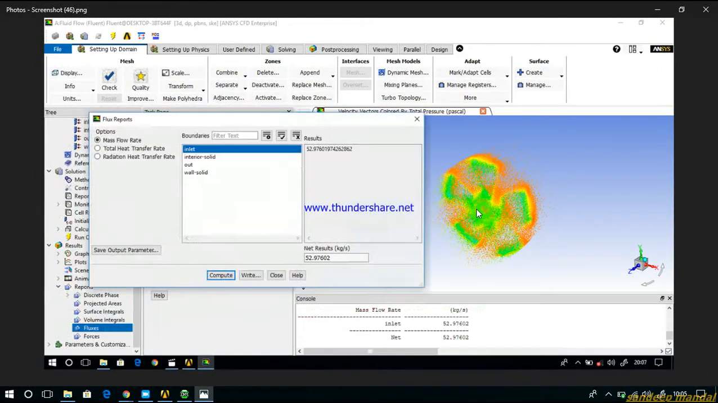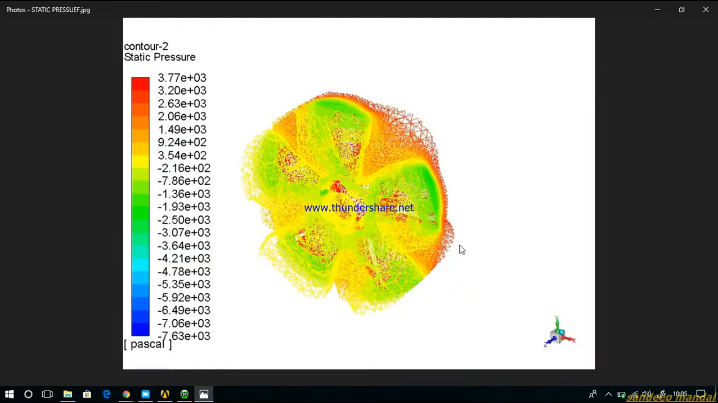Similarly here, the mass flow rate we have calculated is 43 in ideal calculation, but in the analysis we have obtained 52. This variation is considerable here, 10 kg per second, because it is calculating within the whole fluid domain and we are calculating only in the z direction.